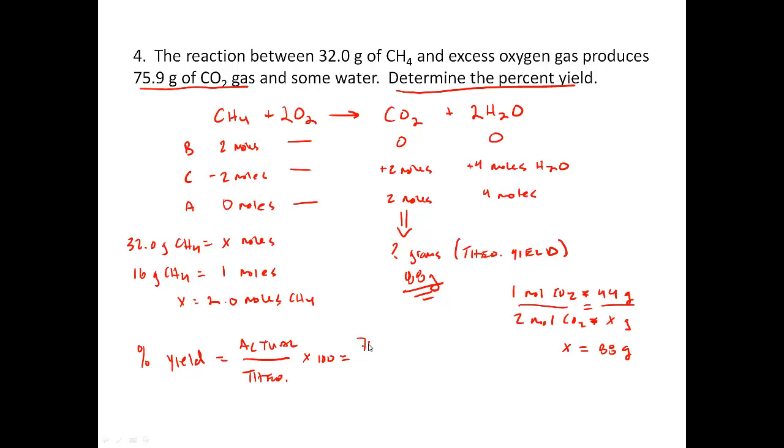Actual is 75.9 grams. Remember, we have to give that to you in the problem if we want you to figure this out. Theoretical is 88 grams. Multiply that by 100. Quick calculation. We are looking at an 86% yield.